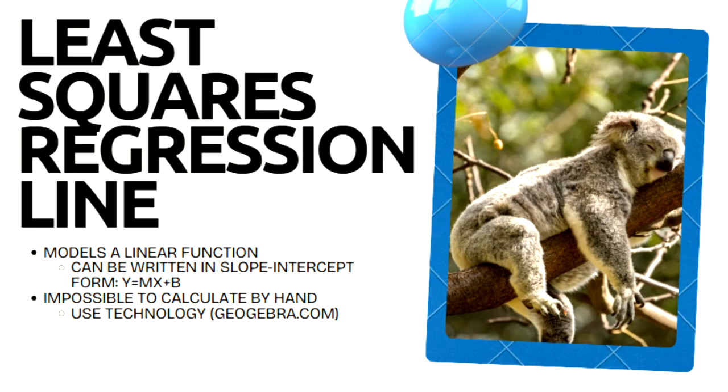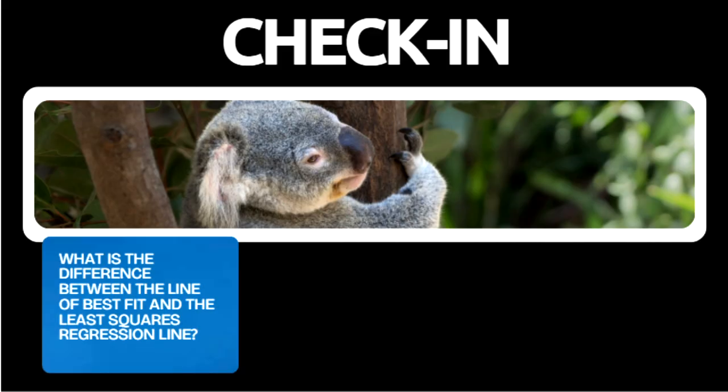It models a linear function and can be written in slope-intercept form, y equals mx plus b. Okay, this is impossible to calculate by hand. Yay! So we get to use technology, Algebra.com. It gets to do all the heavy lifting for us. Yay! Here's a check-in. What is the difference between the line of best fit and the least squares regression line?